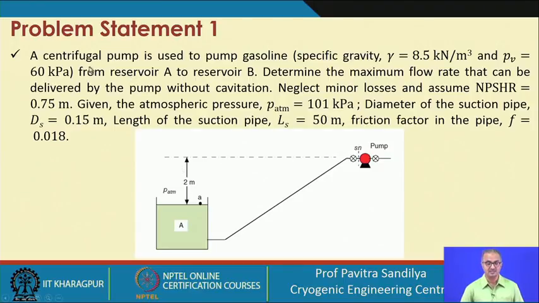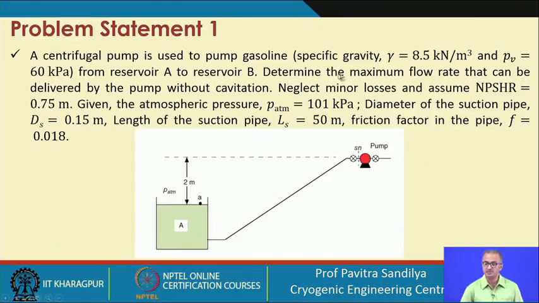In this, it is stated that there is a centrifugal pump which is used to pump gasoline, and the specific weight is given as 8.5 kilonewton per cubic meter, and this is the vapor pressure of the gasoline. This is pumped from reservoir A to some reservoir B, and here is the pump with us. The reservoir B is not shown here, we are just concerned with the suction side.